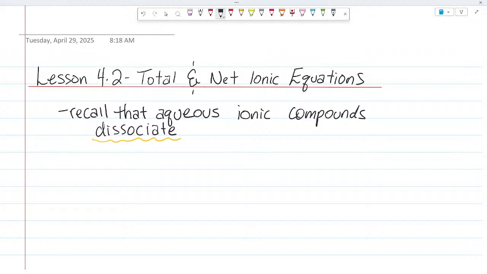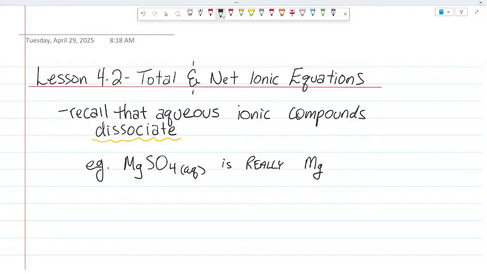And to make sure we know what that means, let's look at an example. Let's say magnesium sulfate. So we could say that magnesium sulfate in its aqueous form is really, we write it this way for convenience, but really what has happened is that you have magnesium ions floating around. What charge do magnesium ions take? Yeah, very good. And those are dissolved in the water. And you have sulfate ions, which take a charge of -2, floating around.